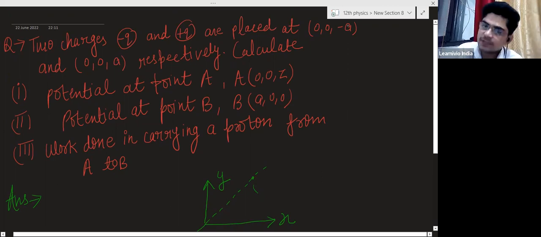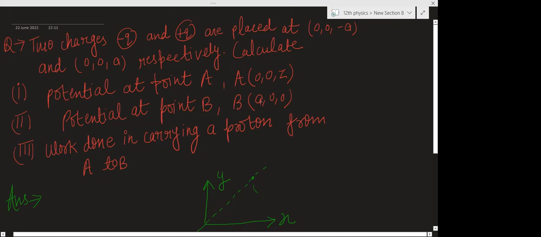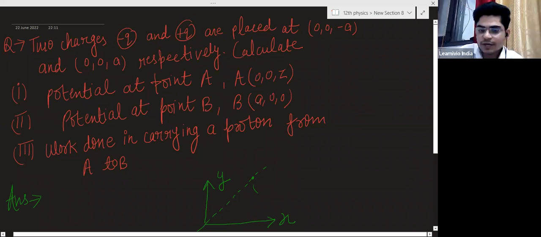So this will lie on the z axis. Similarly, for this point, we can say that it has only the x coordinate. It has the y coordinate 0 and z coordinate 0. So on which axis will this point lie? This point will lie on the x axis.